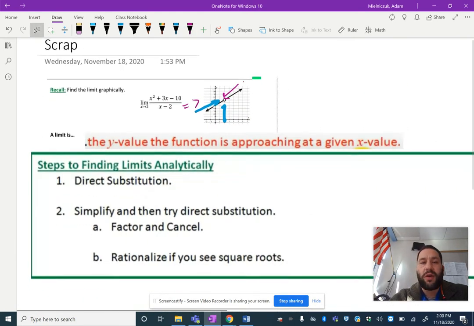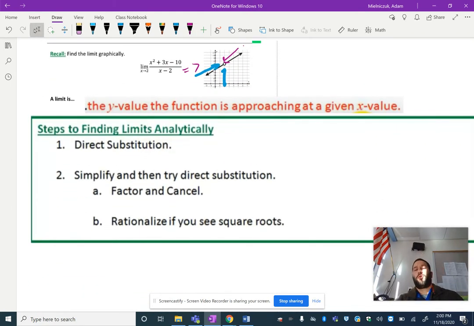So we need to remember that in order for it to be a limit, it must approach the same value from both sides, because a limit is the y value the function is approaching at a given x value. It's okay if it's an open circle, because we're not getting to that value. We're getting very, very close to that value.